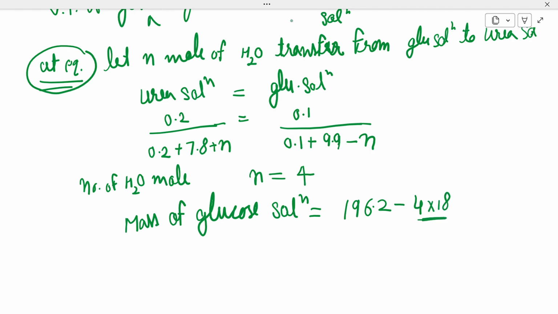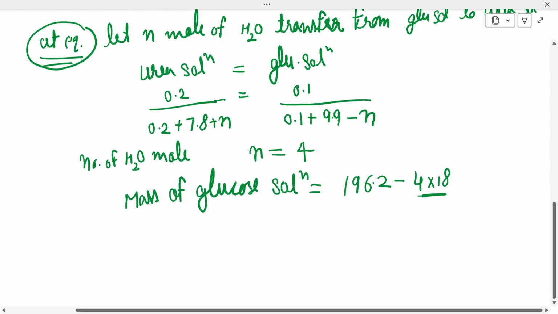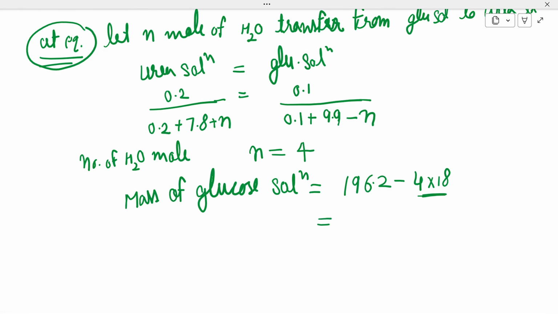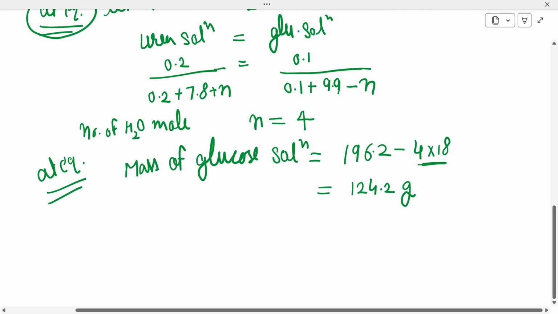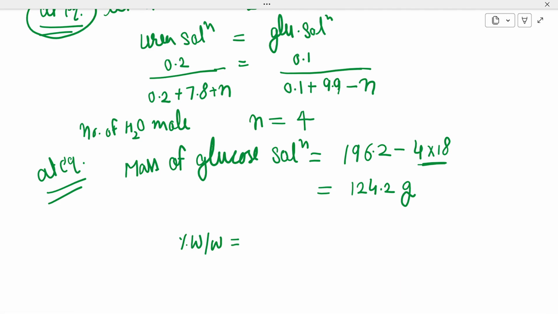mass of water that was transferred from glucose solution to urea solution, because 4 moles of water was transferred from glucose to urea solution, that's why we have to subtract it. 4 multiplied by 18, that much mass actually went to the urea solution. So the answer will be equal to 124.2 gram. So at equilibrium, the mass of glucose solution is 124.2 gram.